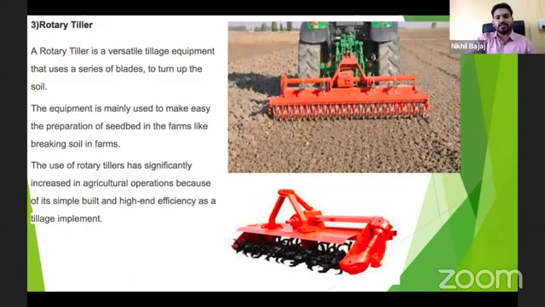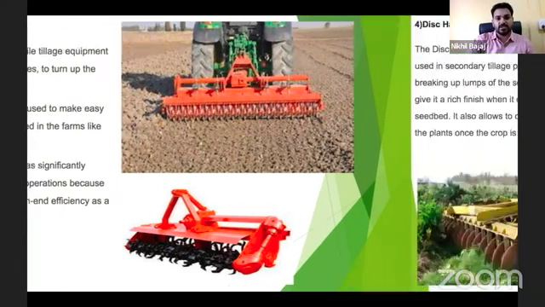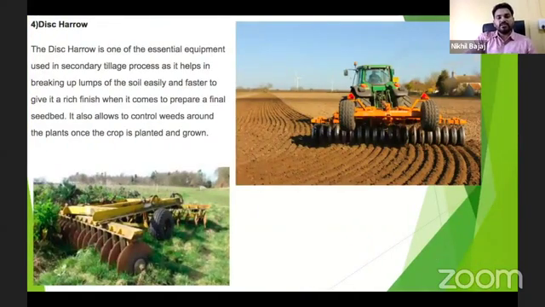This is a rotary tiller, which is used for breaking up the lumps of soil and preparing it for the harvesting. This disc harrow is one of the essential pieces of equipment used in secondary tillage, as it helps break up the soil easily and faster to give it a rich finish when it comes to preparing a final seed bed.